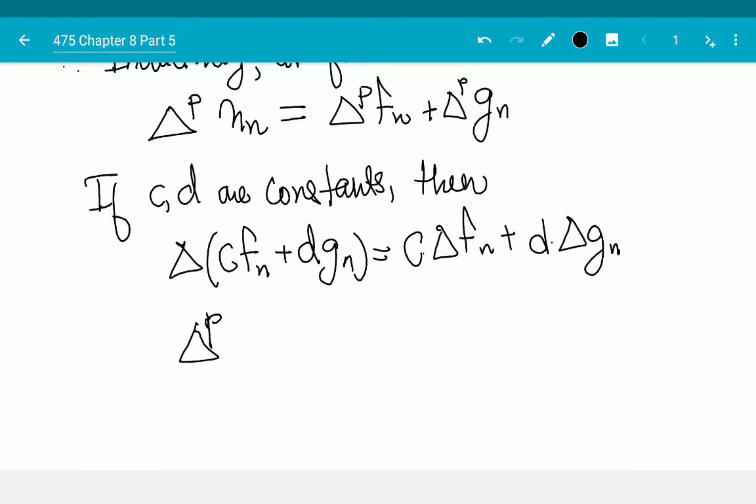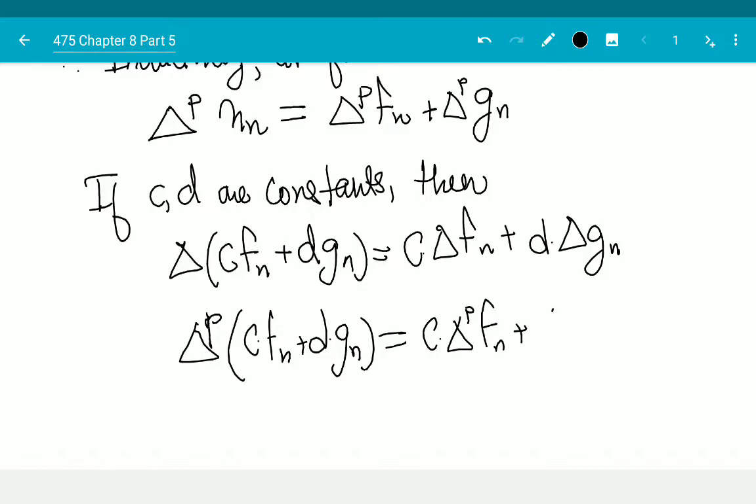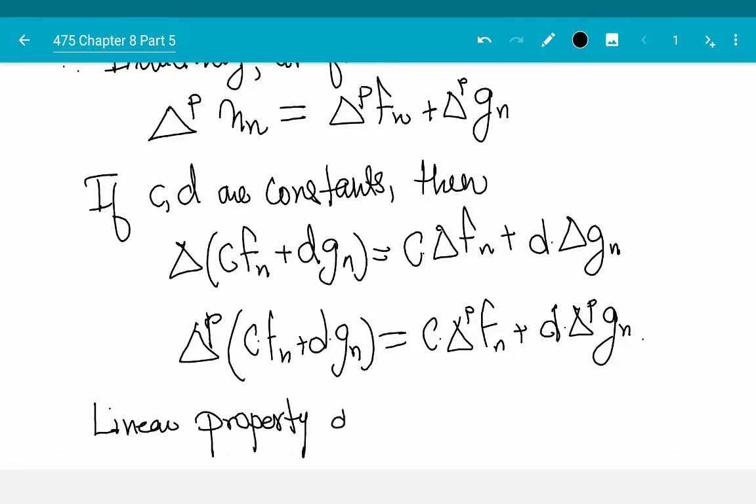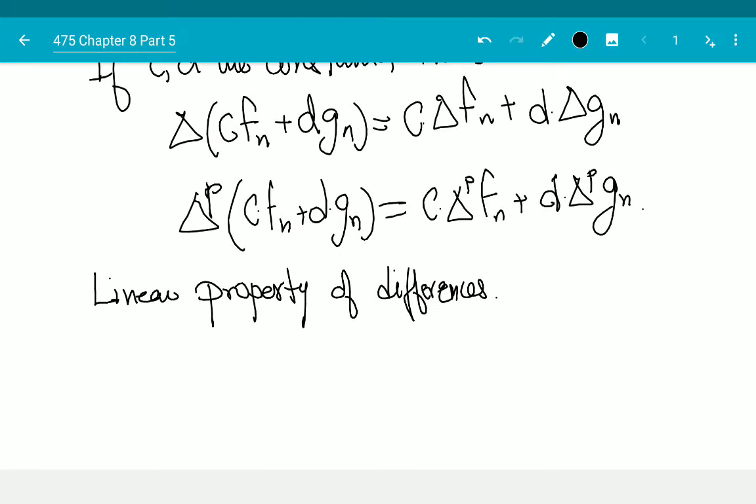Delta to the P of C times Fn plus D times Gn is equal to C times delta to the P Fn plus D times delta to the P Gn, right? Such a thing is called the linear property of differences. And this means that delta is a linear transformation, okay?